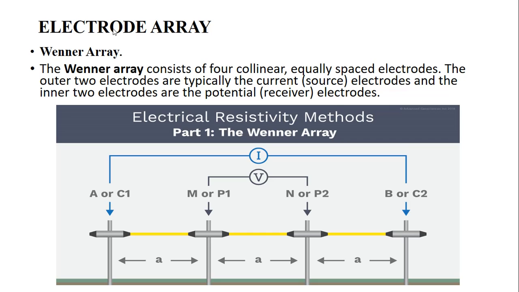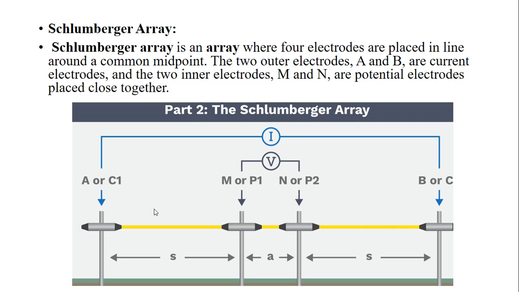There are mainly two types of electrode arrangements. The first one is the Wenner arrangement, and the second one is the Schlumberger arrangement. In the Wenner array, the arrangement consists of four collinear, equally spaced electrodes. The outer two electrodes are typically the current or source electrodes, and the inner two are the potential or receiver electrodes. This picture clearly explains the electrode configuration. The second one is the Schlumberger array, where four electrodes are placed in a line around a common base point.